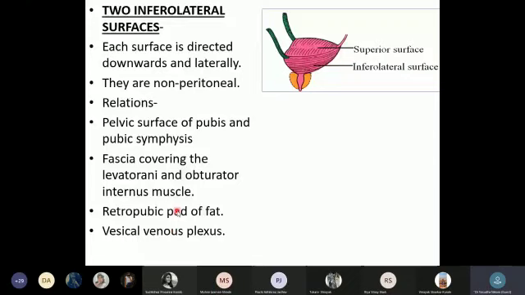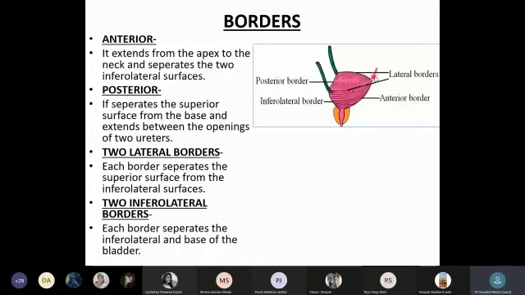Coming to the borders now, this is the anterior border, coming from the apex to the neck. It will separate the two inferolateral surfaces. This is the posterior border, which will separate the superior surface and the base, and usually it extends between the two ureters. You can see here that is the superior border. These are the two lateral borders, which will run from the apex up to the ureteric orifices, and they will separate the superior and the inferolateral surfaces. These are two inferolateral borders, which will separate the base from the inferolateral surfaces.